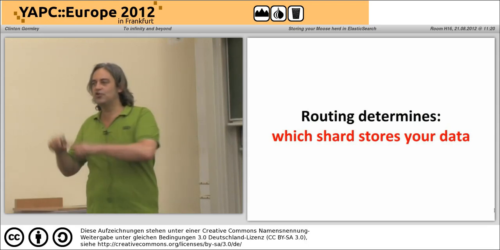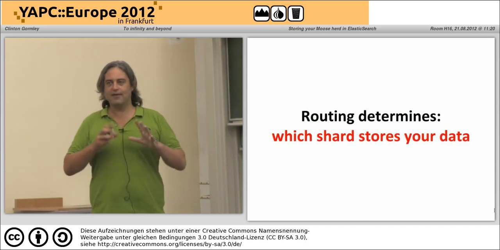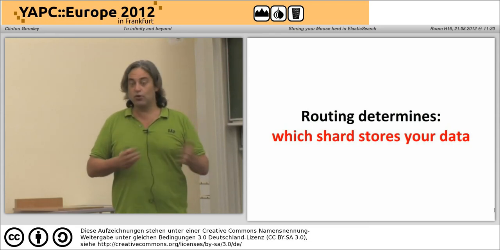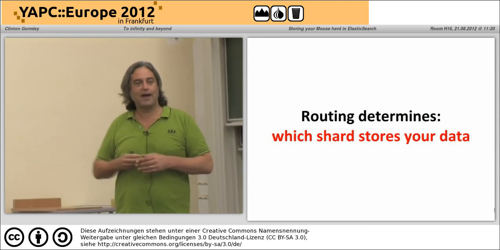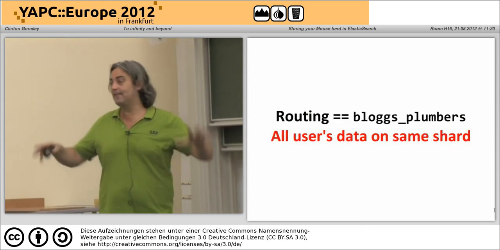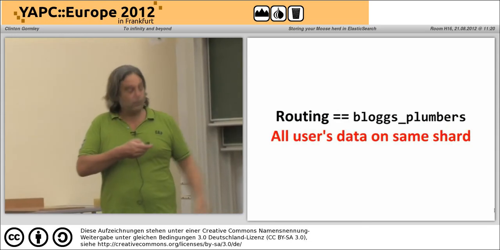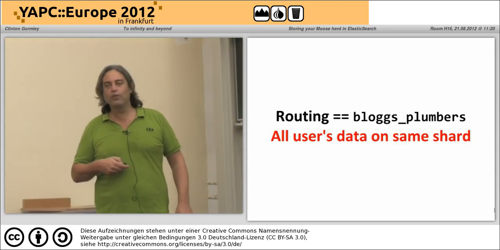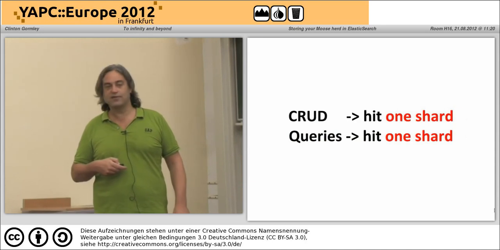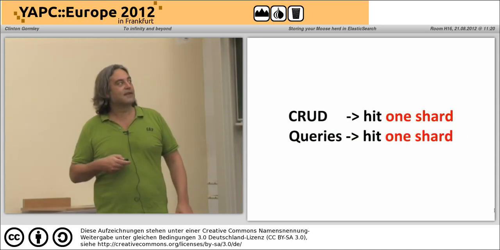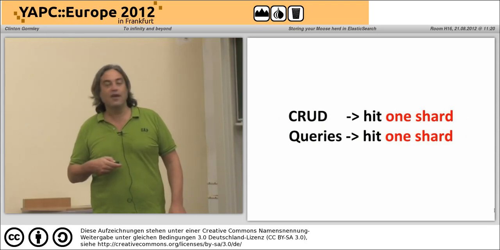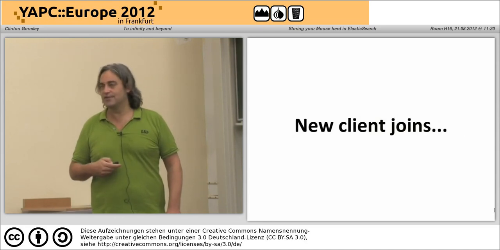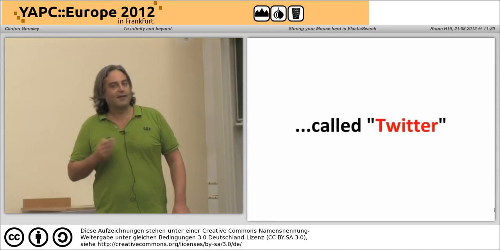Routing determines which shard your doc lives on, and it's normally derived from the ID of the document. So you call it ID 1, it may go to shard 1. ID 2 goes to shard 4, and this is how it balances it out. But we're setting the routing to a particular value, which means that all the data for this user is stored in the same shard. It also means that our CRUD hits only one shard, and all of our queries for this user hit only one shard. So it's really efficient.